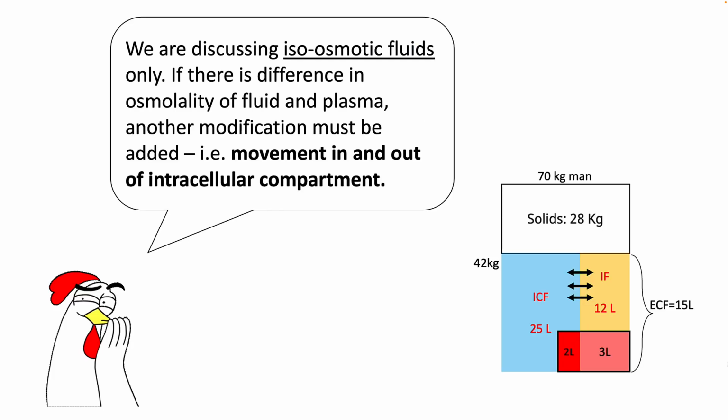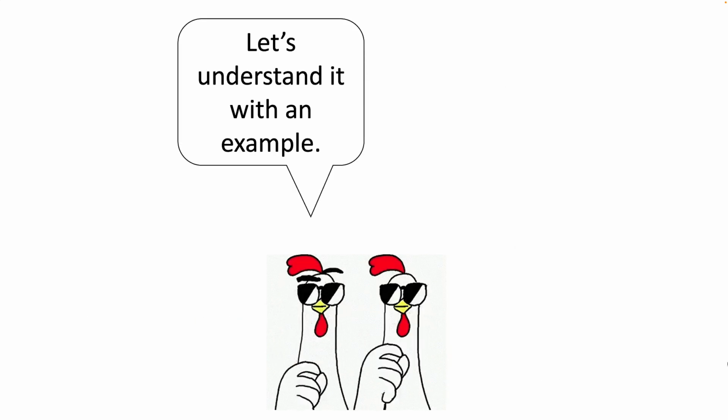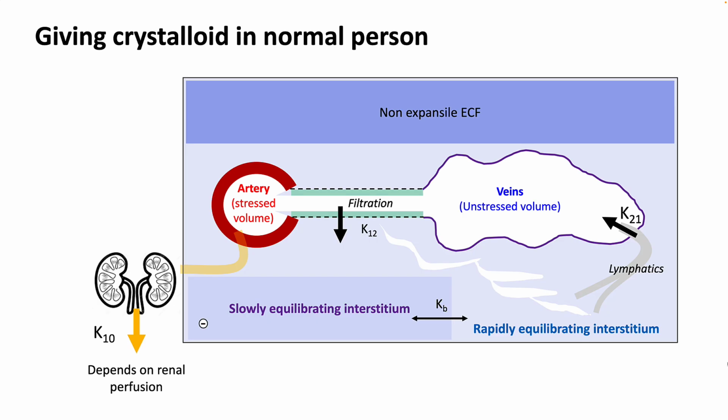Also, we are discussing isoosmotic crystalloid. If you use fluids with different osmotic pressure, you have to take the movement in and out of the intracellular compartment as well. So the more detail you understand about the fluid and its compartments, the better you will understand where the IV fluids will go when you give them to these patients. So let's understand with an example.